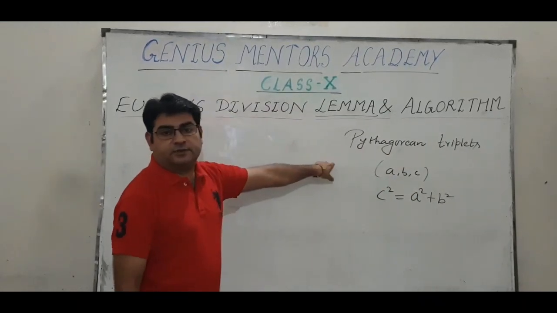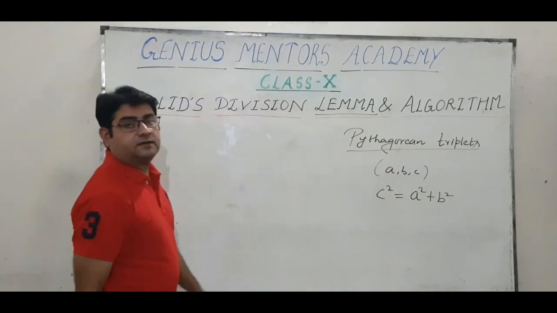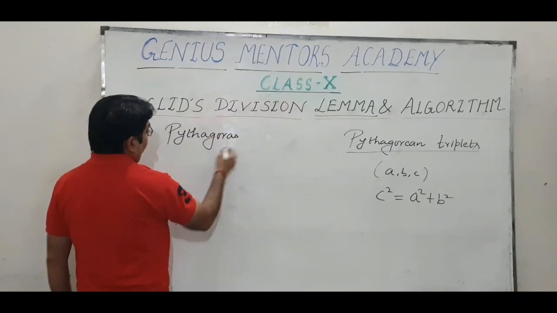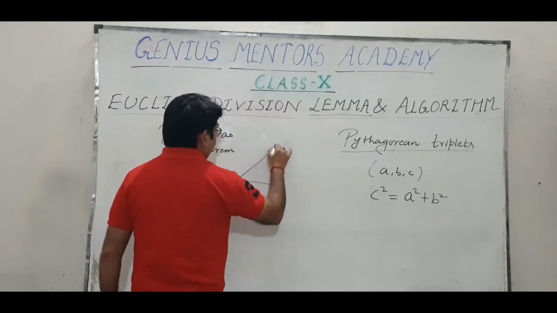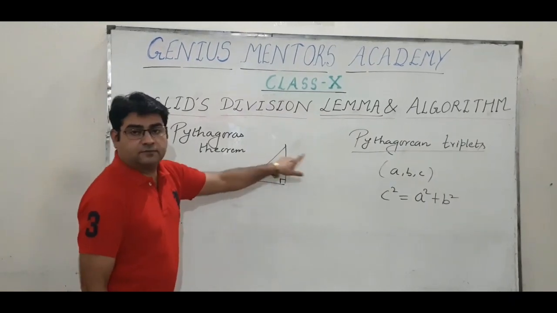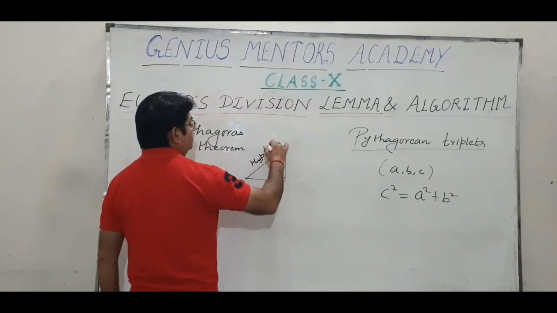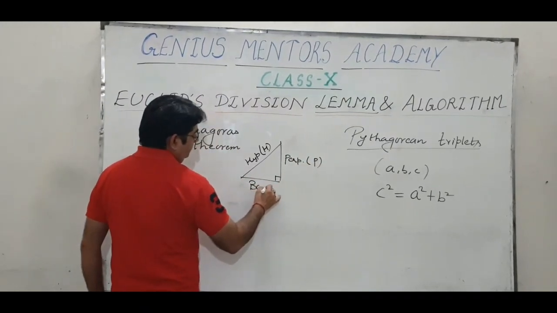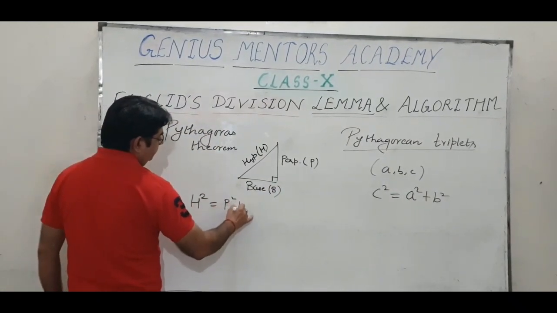अब ये कंसेप्ट पाइथागोरस ट्रिपलेट्स का कहां से है? पाइथागोरस थ्योरम से. That is, the concept of Pythagorean triplets comes from the Pythagoras theorem. In a right angle triangle, the square of hypotenuse is equal to the sum of the square of perpendicular and base. Hypotenuse is represented by h, perpendicular P and base B. So h square is equal to P square plus B square.